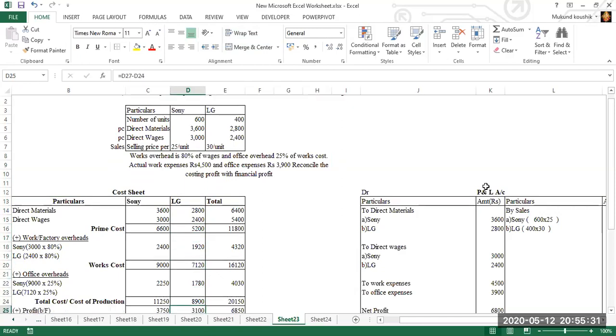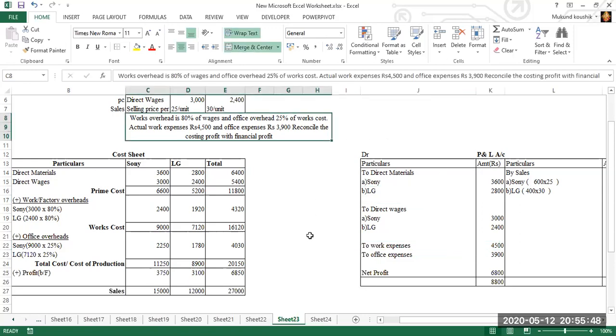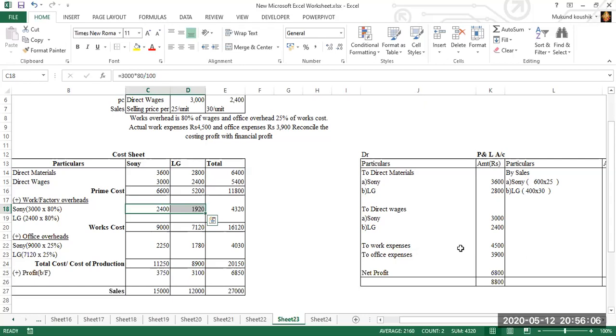How did we find out these work overheads and office overheads? It was based on percentages. So we calculated it based on predetermined rates or overhead rates. But for financial accounting, that is when we're preparing the P&L account, we directly took the amount which they had given in the additional information. So if you look at the work expenses in the P&L account, as per financial accounts it is 4,500. Now, if you look at the work overheads of your cost accounting, it is how much? Work overheads of both the companies put together come to 4,320.